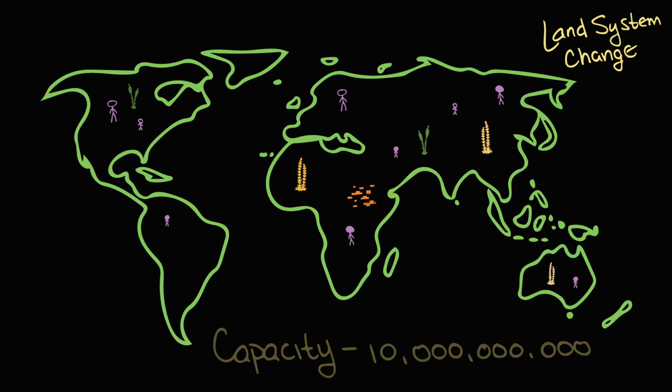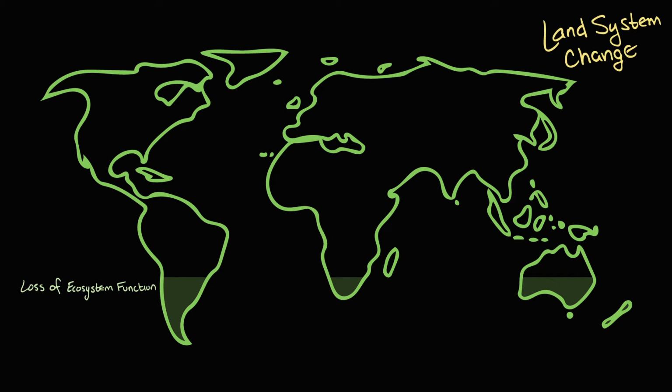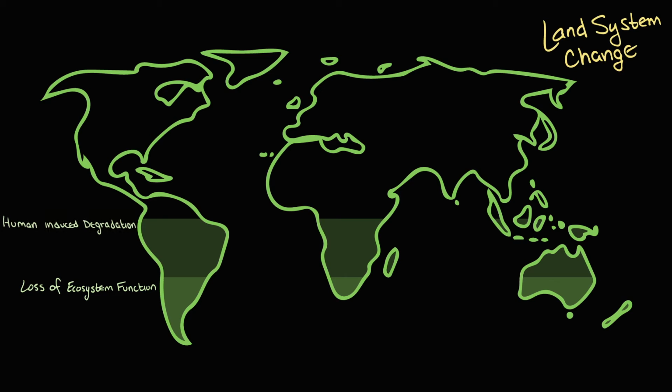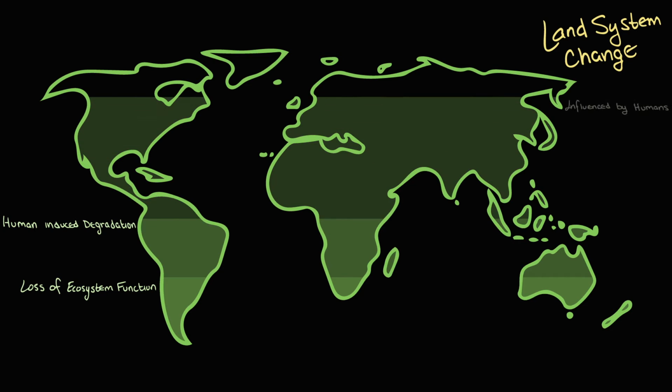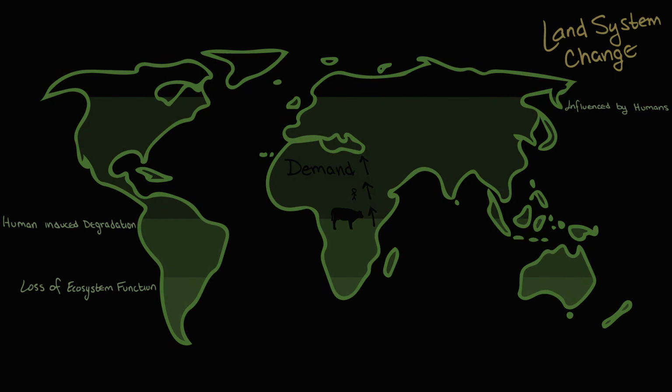24% of the Earth's land has had a loss of ecosystem function from 1981 to 2003. 43% of the Earth's surface has experienced some sort of human-induced degradation, and 83% of the Earth's land is influenced by humans. If you want to keep this trend going, just keep the demand for these goods high, produce as many children as possible, and keep farming livestock. Climate change also contributes to land system change.